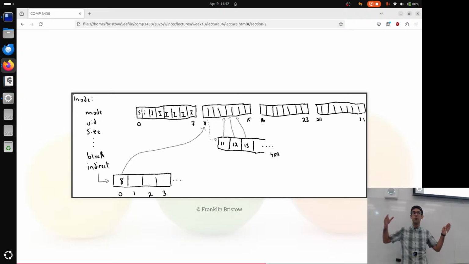So if the file size grows bigger, we may add more indirect block pointers. We might add doubly indirect block pointers. We might add triply indirect block pointers. But until we actually use that space, we're not going to allocate these blocks.